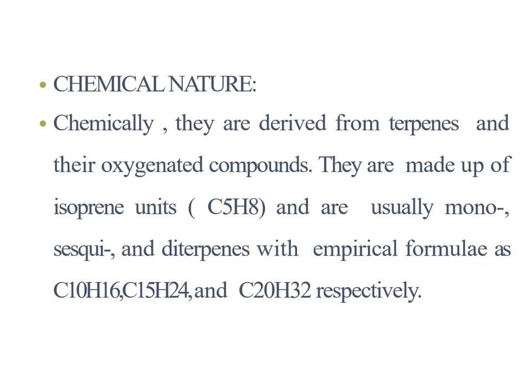Chemical nature: chemically they are derived from terpenes and they are oxygenated compounds. They are made up of isoprene unit C5H8 and are usually mono, sesqui and diterpenes with empirical formula C10H16 for monoterpenes, C15H24 for sesquiterpenes and C20H32 for diterpenes.